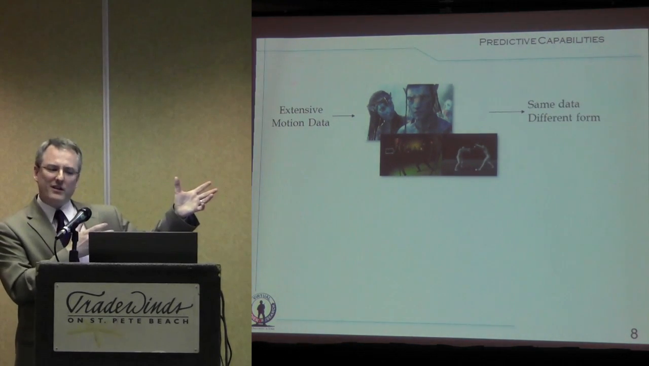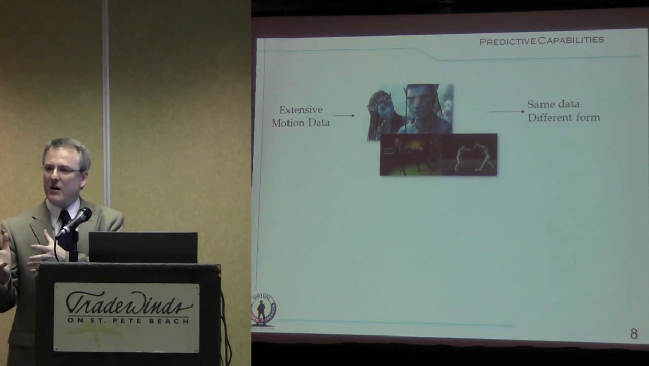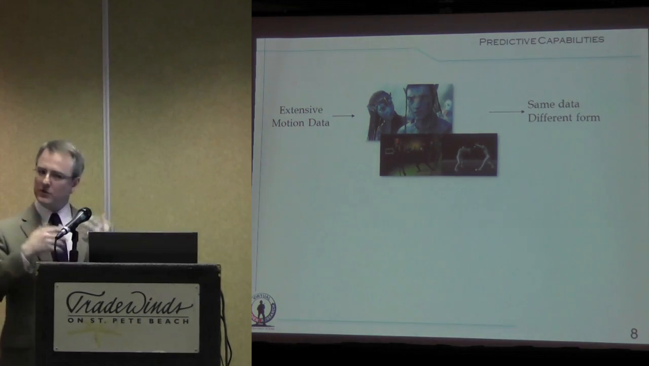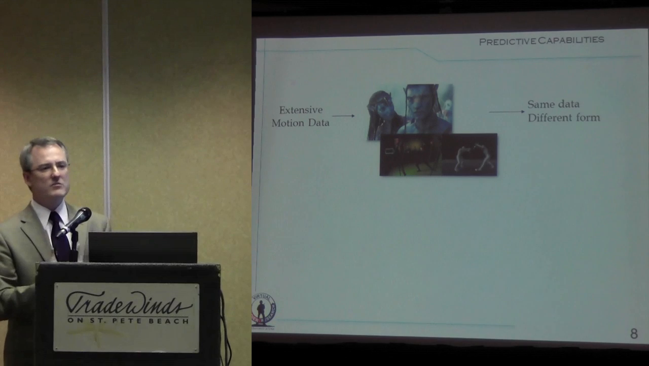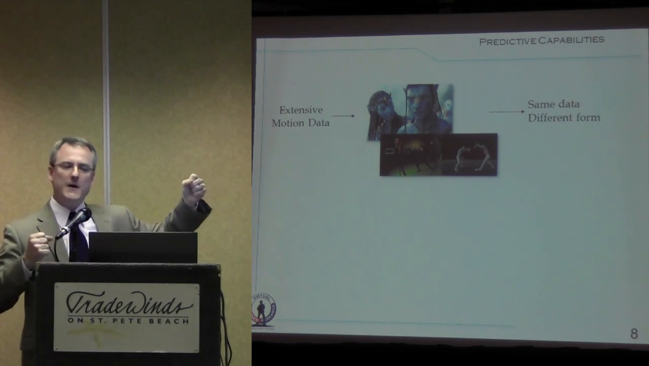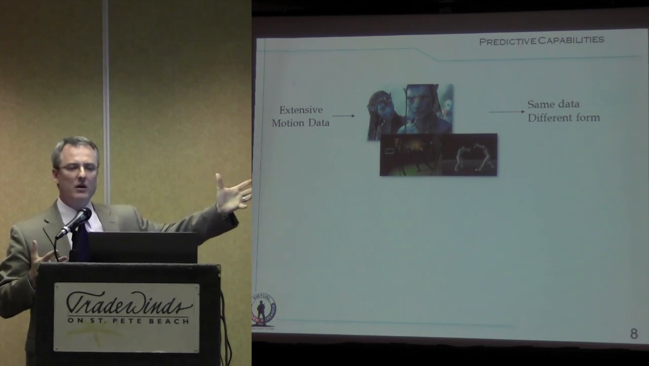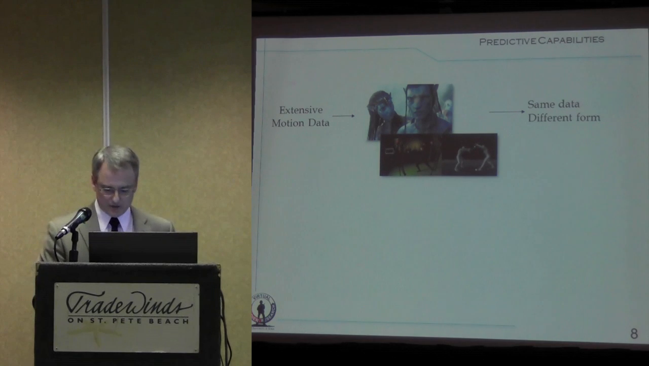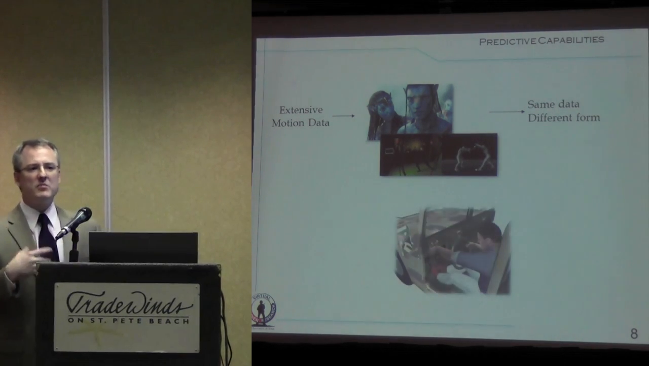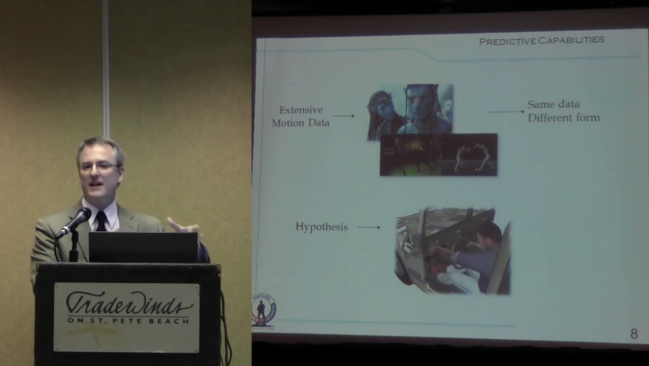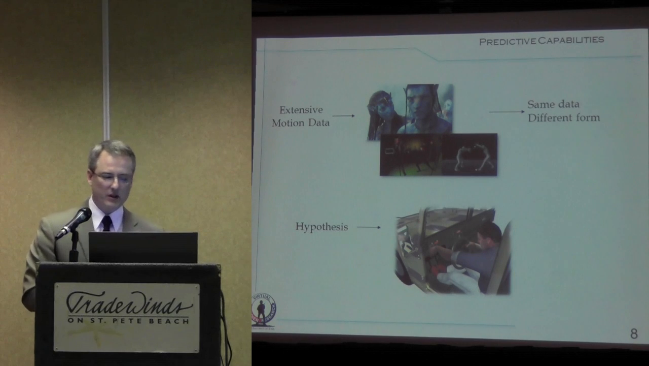A key component of this is it's data in, data out, except it just looks a little different. It comes in the form of numbers in terms of motion capture data. It comes out in the form of an avatar, a character, a digital human model moving that represents that motion capture data. We want to take a slightly different approach. We'd like the input to be a hypothesis, and this applies to posture prediction, and again it applies to dynamic motion prediction, which will be a topic of a later talk.